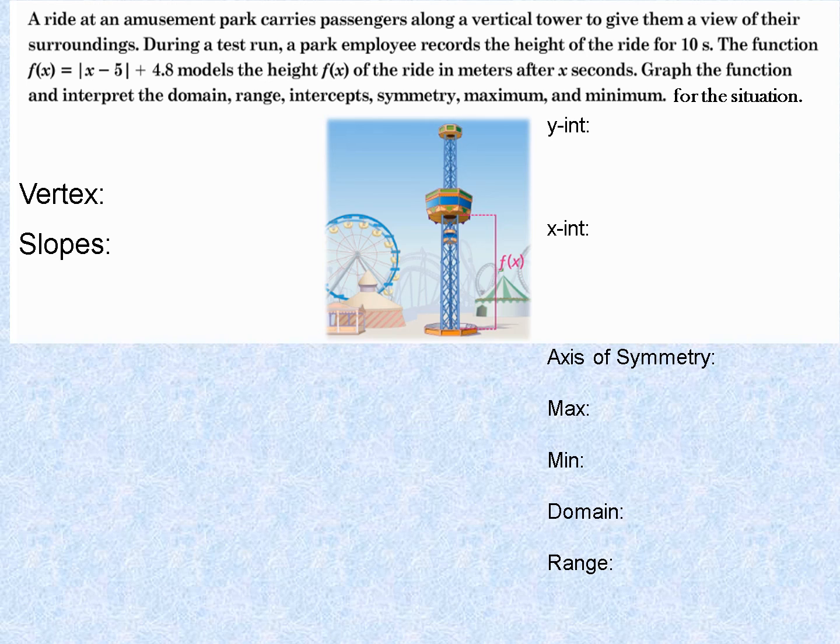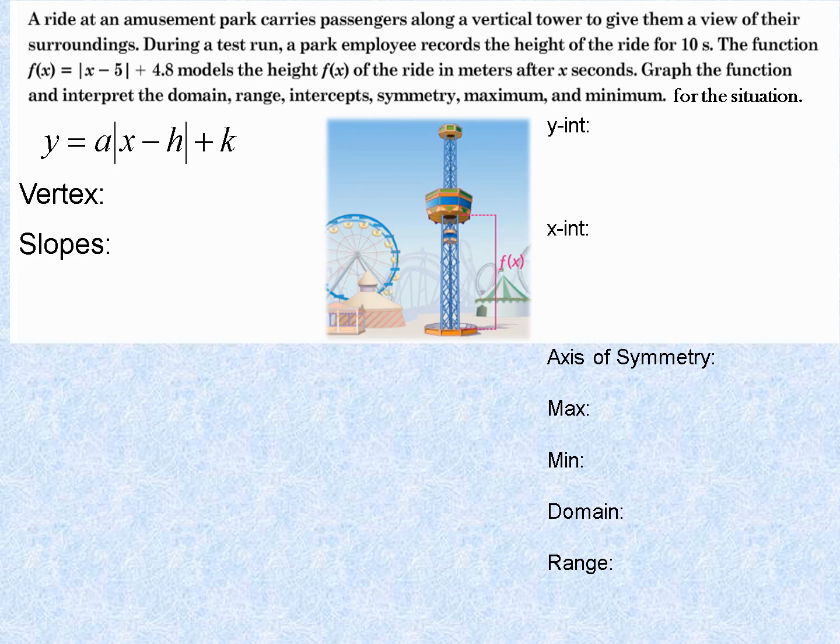Last example. A ride at an amusement park carries passengers along a vertical tower to give them a view of their surroundings. During the test run, a park employee records the height of the ride for 10 seconds. The function f of x equals absolute value of x minus 5 plus 4.8 models the height f of x of the ride in meters after x seconds. Graph the function and interpret the domain, the range, the intercepts, the symmetry, the maximum, and the minimum for the situation.